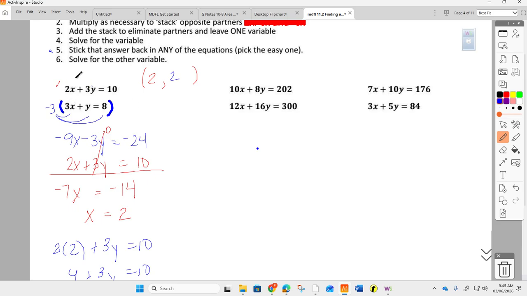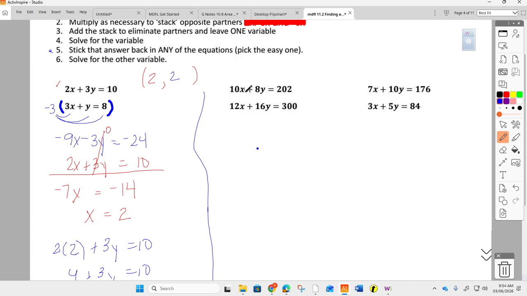And just so you can see, 2 times 2 is 4. Plus 3 times 2 is 6, that equals 10. So that works. The left side equals the right side. Here, 3 times 2 is 6, plus 2 is 8. 8 equals 8. So you'll see that the ordered pair that we solved for makes both equations true. Any questions? All right, we're going to do the next one.